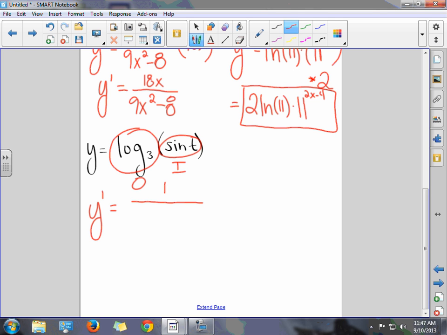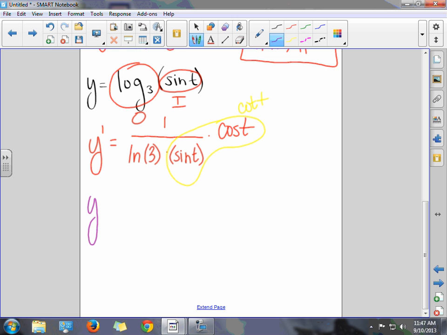But my x isn't an x, it's sine t. So it's going to be the natural log of the base, which is 3, times x, and my x is sine t. And then I want to multiply by the derivative of my inner function, which is the derivative of sine, which is cosine t. Then I could clean this up a little. Cosine t over sine t is cotangent t, right? So I'm going to write y prime equal to cotangent of t all over ln of 3.